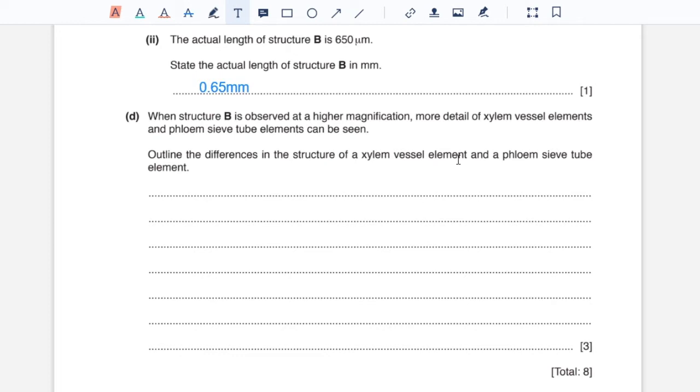So xylem has no cytoplasm or really any organelles, whereas phloem does. It does have rough endoplasmic reticulum and cytoplasm. Xylem vessels do not have any sieve plates, unlike phloem sieve tubes. Xylem also has pits for lateral movement of water, which phloem sieve tubes do not. And so you can describe any differences between the two.